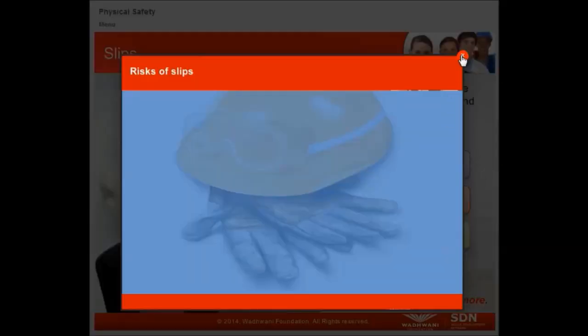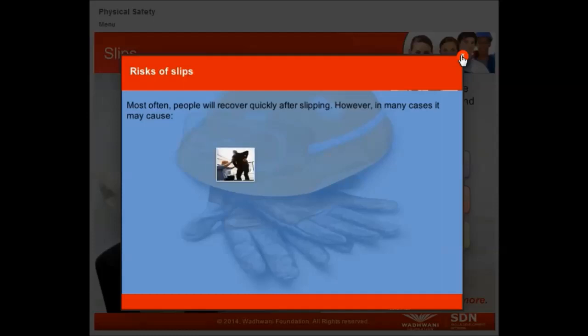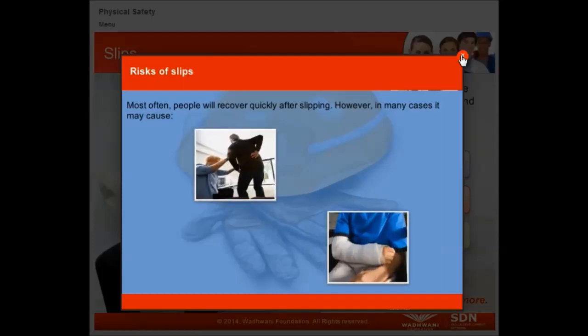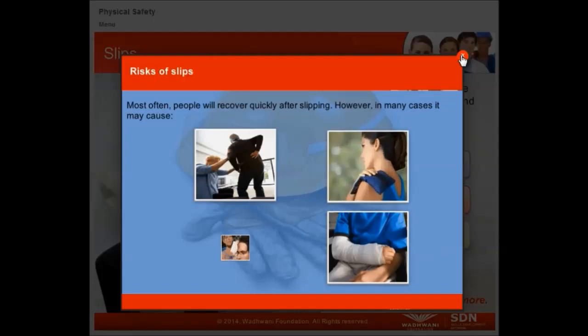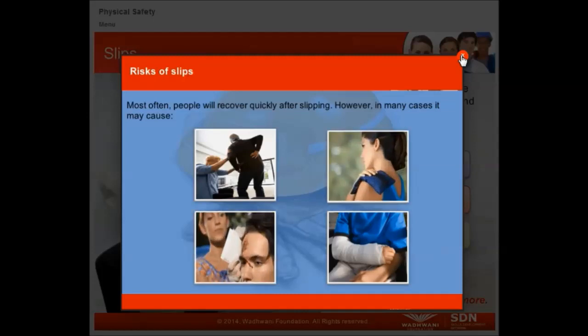Risks of slips. Most often, people will recover quickly after slipping. However, in many cases it may cause back injuries, muscle strains, cuts, or fractures. Rarely, serious injuries may occur depending on the force of the fall.